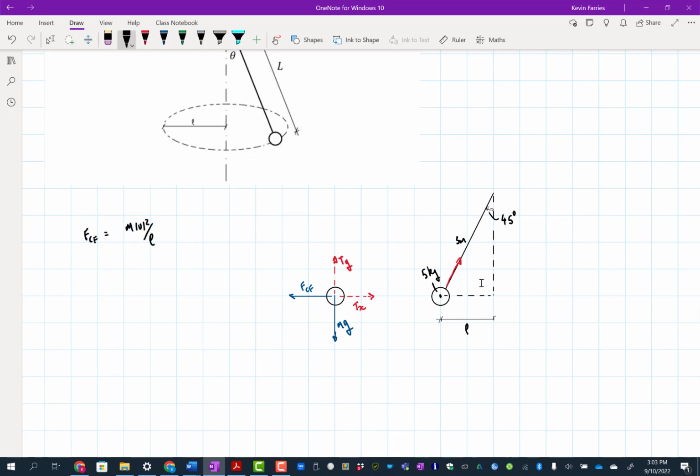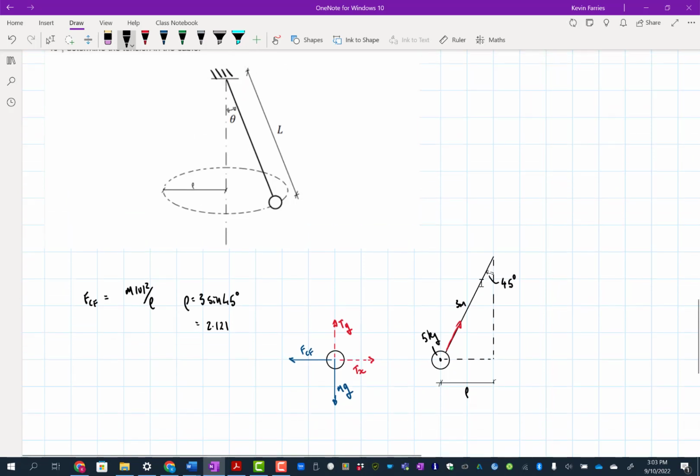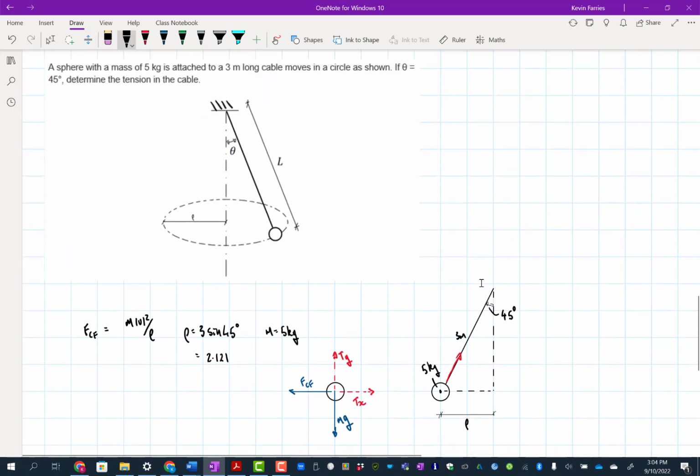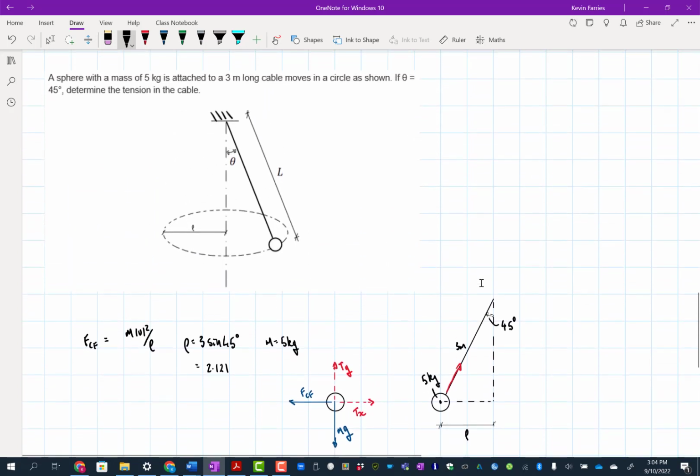So basically I'm just figuring some stuff out here. So rho is equal to 3 sine 45 degrees, which is equal to 2.121. We've also been told the mass, haven't we? 5 kilograms. So m is equal to 5 kilograms. We don't know rho. Oh, we've just figured out rho, so that's okay.